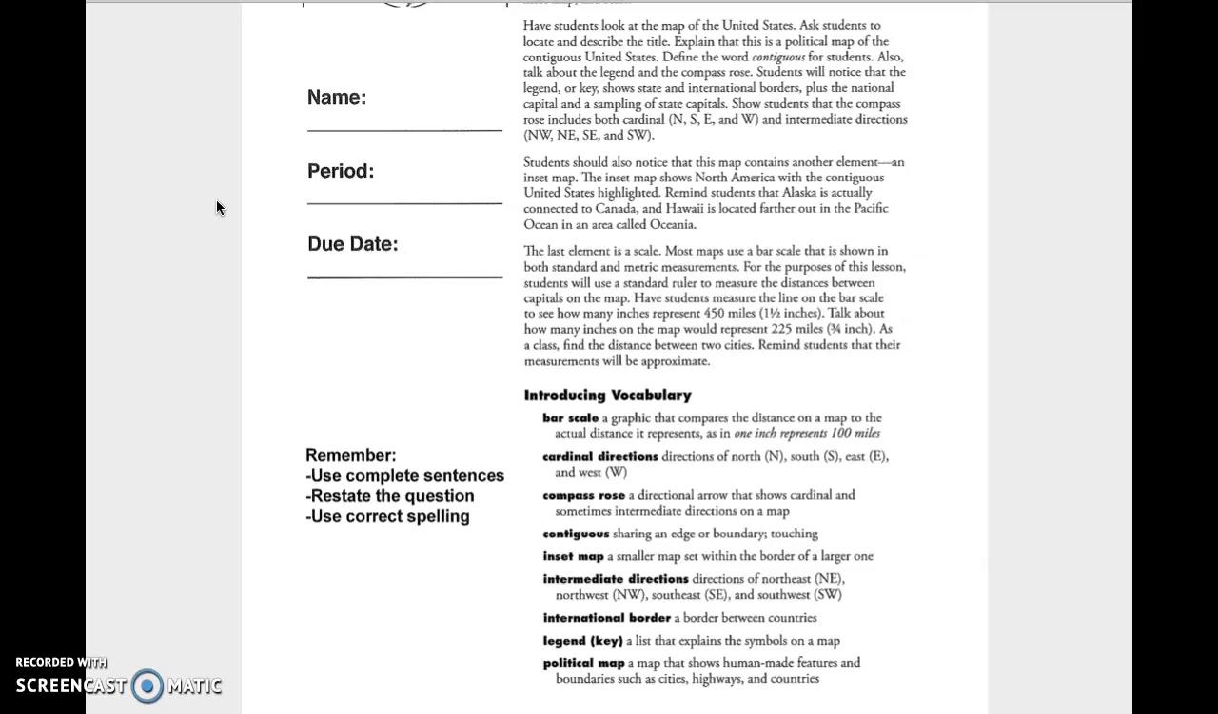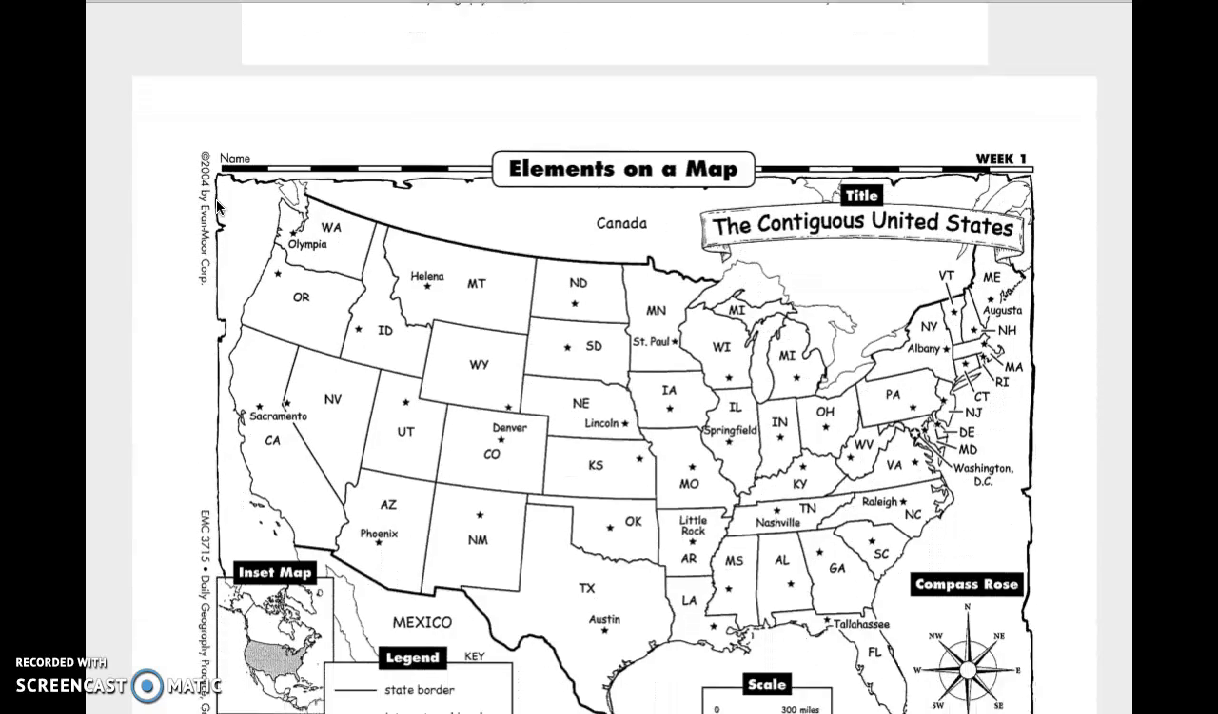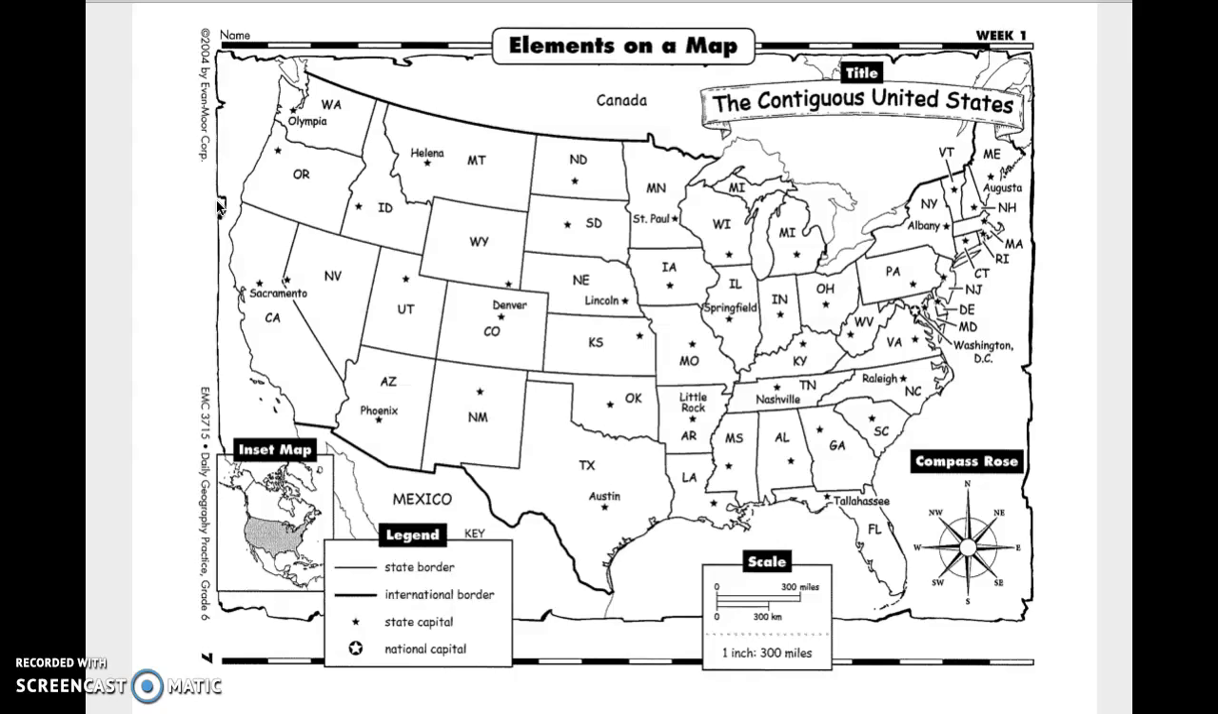Please remember that when you are answering the questions about this map, to use complete sentences, and please check your spelling. If the word is in the question or written on the map, I would like it to be spelled correctly. As you work, if you have any questions, please leave me a comment, send me an email, and I will check in with you as soon as I can.